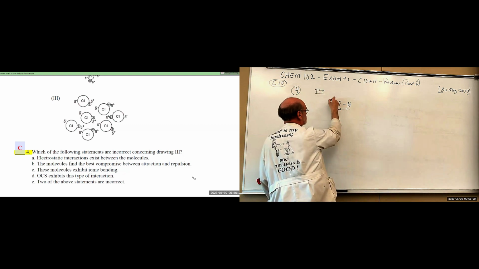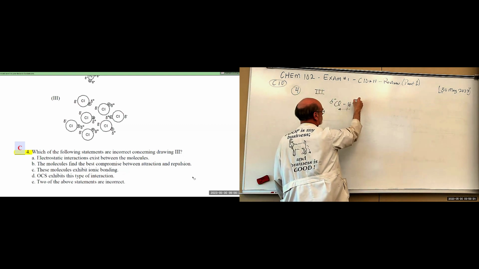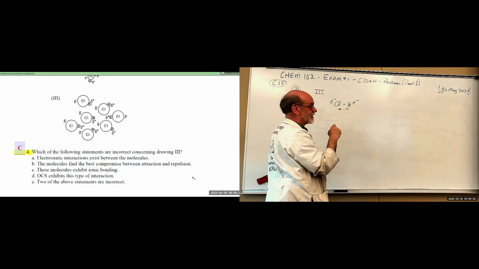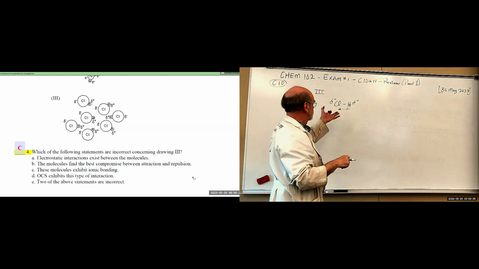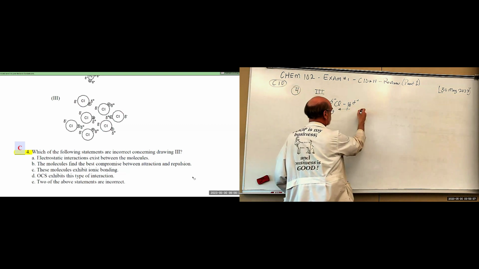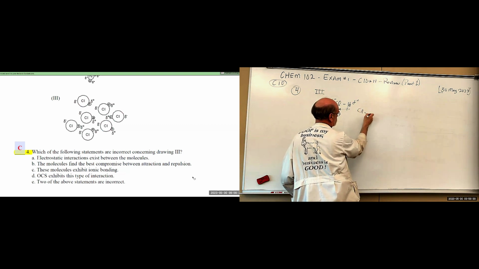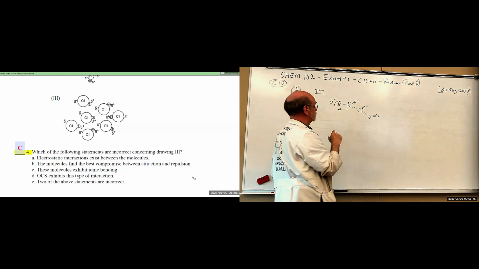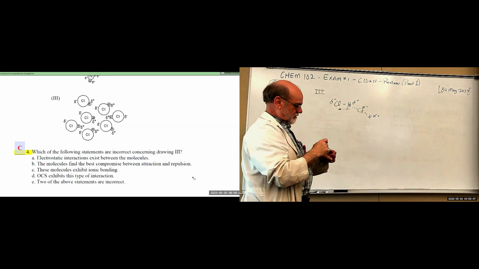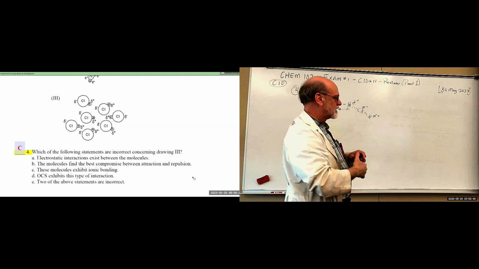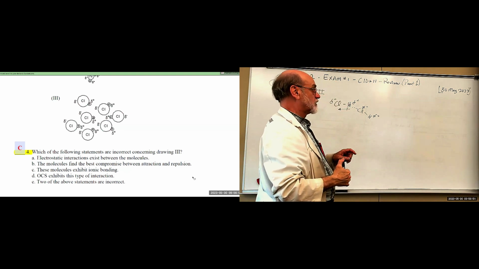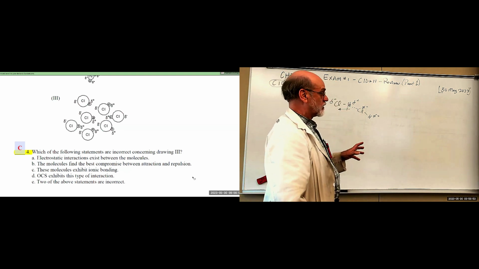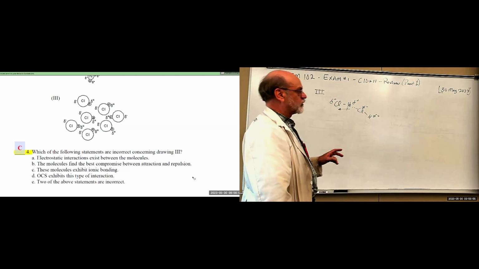That's negative, that's positive. Okay, so when they interact, they're going to interact in such a way that, say, like this, this negative. Okay, so which of these statements is or are incorrect concerning the drawing of the 3? So we're looking for the one that's wrong.